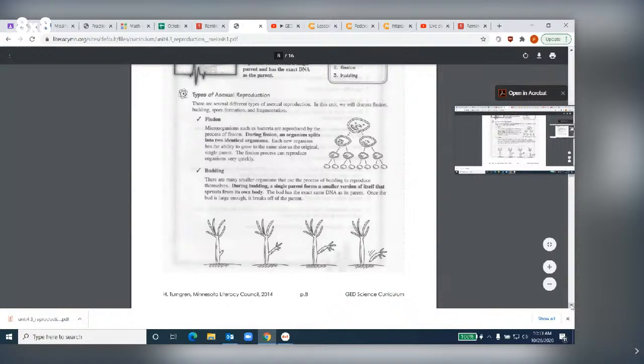And budding says there are many smaller organisms that use the process of budding to reproduce themselves. During budding, a single parent forms a smaller version of itself that sprouts from its own body. The bud has the exact same DNA as the parent. Once the bud is large enough, it breaks off from the parent. And you can see that in this diagram here. Kind of like the little branch is an example of budding. And you can see when it gets big enough, it breaks off from the single parent. Okay, and that's really what this branch is to the right. Smaller, it gets bigger, bigger, and eventually it falls off. And that's what budding is.